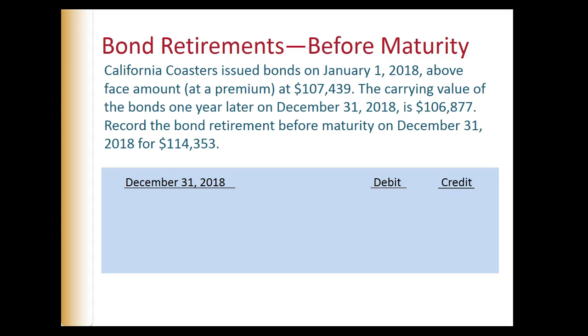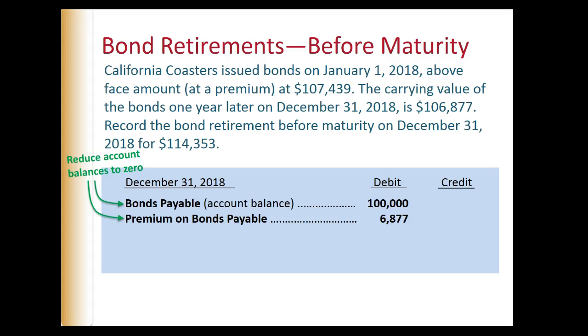Now, earlier we noted that a call feature accompanies a lot of bonds, allowing the issuer to buy back bonds at a fixed price. Even when bonds are not callable in this way, the issuing company can retire bonds early by purchasing them on the open market. Regardless of the method, when the issuer retires debt of any type before its scheduled maturity, the transaction is an early extinguishment of debt.